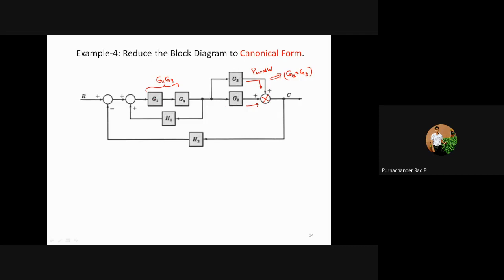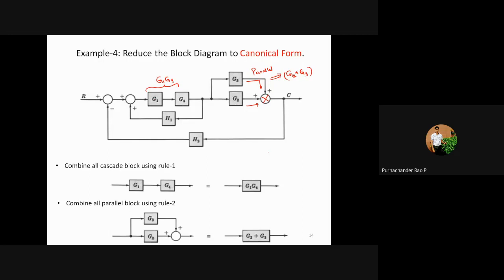Okay, so step one, we need to write the step one. The step one is eliminating the cascaded blocks and also eliminating the parallel blocks. Okay, so as per rule one, I can combine these two into one block, that is G1 G4, and these two are in the second path. This can be represented as G2 plus G3.